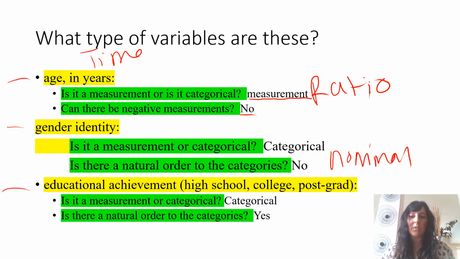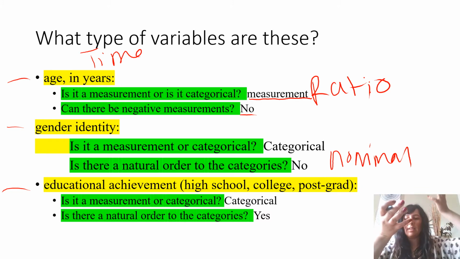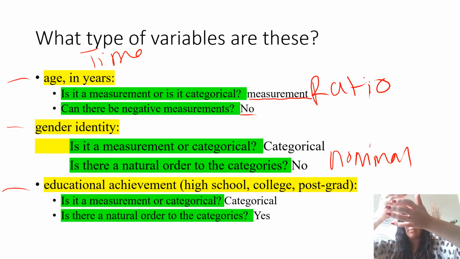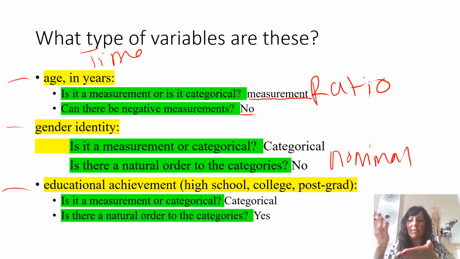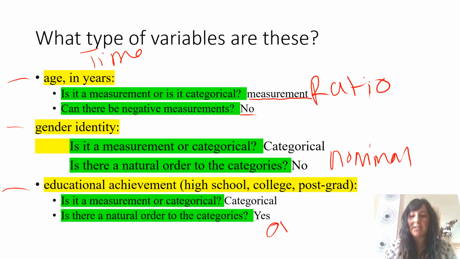And so is there a natural order to those categories? Yeah, there is, right? There's a natural order there, because you can go from no high school to high school, then to college, then to graduate school, then to your doctorate, then to postdoc. There are different levels of education, right? So there's a natural order to your educational achievement categories. So this would be ordinal, right?